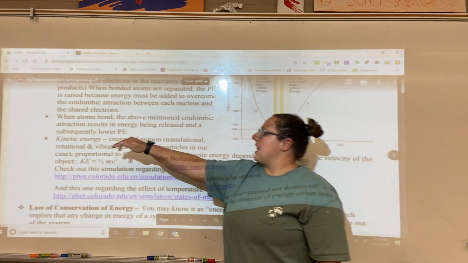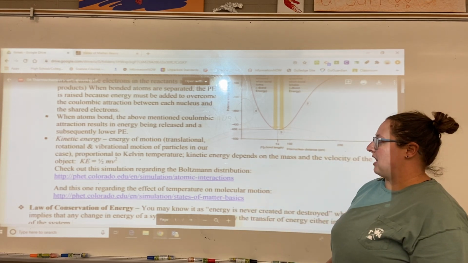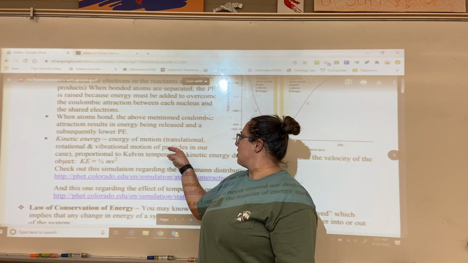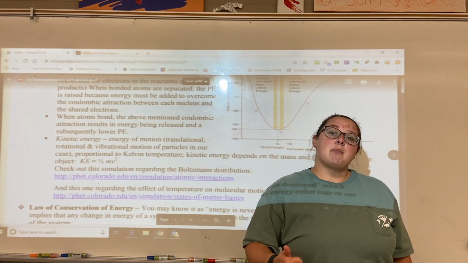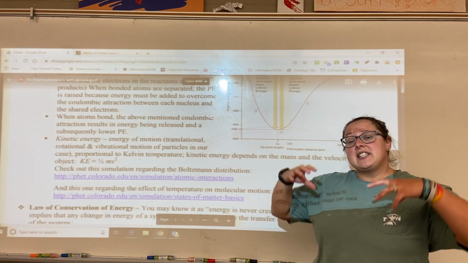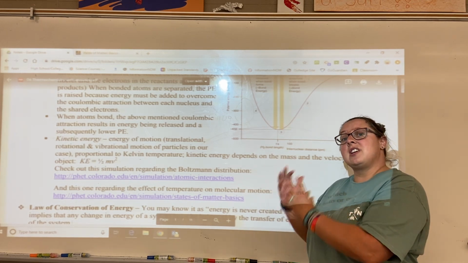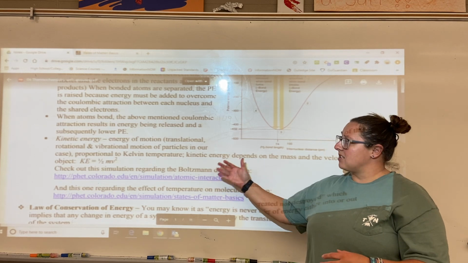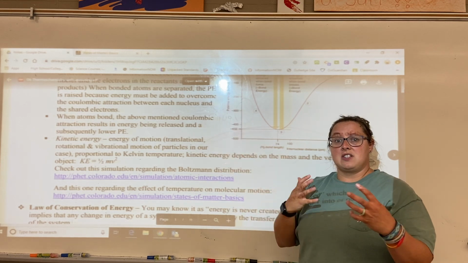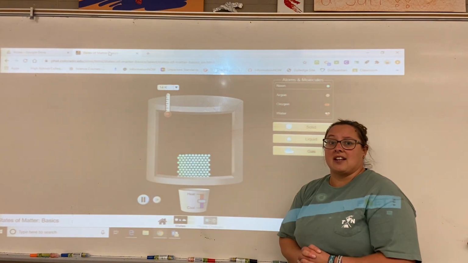Now let's talk about the kinetic energy. So kinetic energy is the energy of motion. Now from a chemistry standpoint, we're talking about translational, rotational, and vibrational motion of these particles. And it's very important that we are able to look at the kinetic energy, because if we take the average kinetic energy of these particles, that is proportional to the temperature that we get. So let me show you a simulation that shows this proportional relationship that we have for average kinetic energy and temperature.